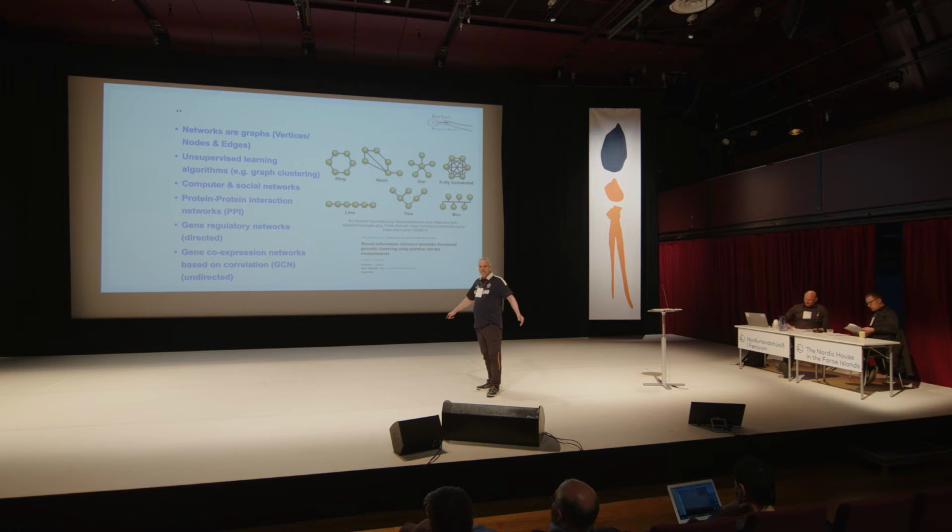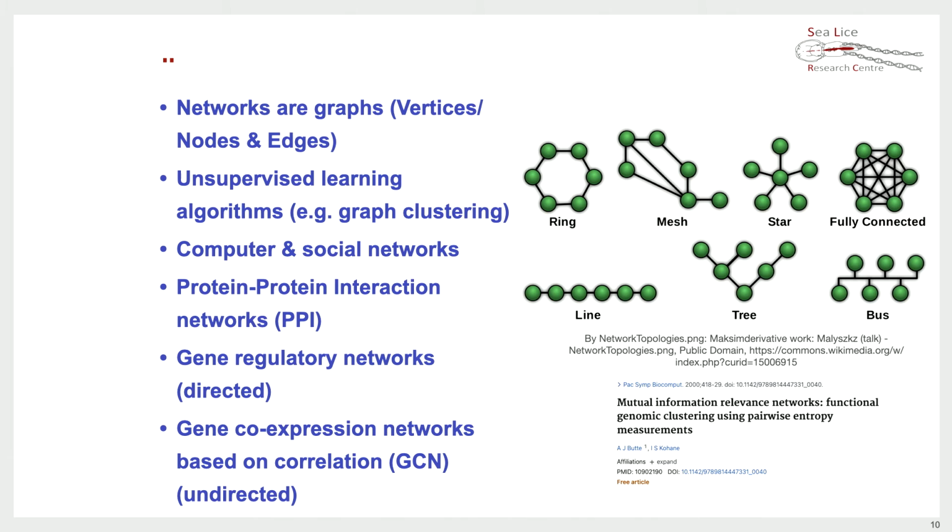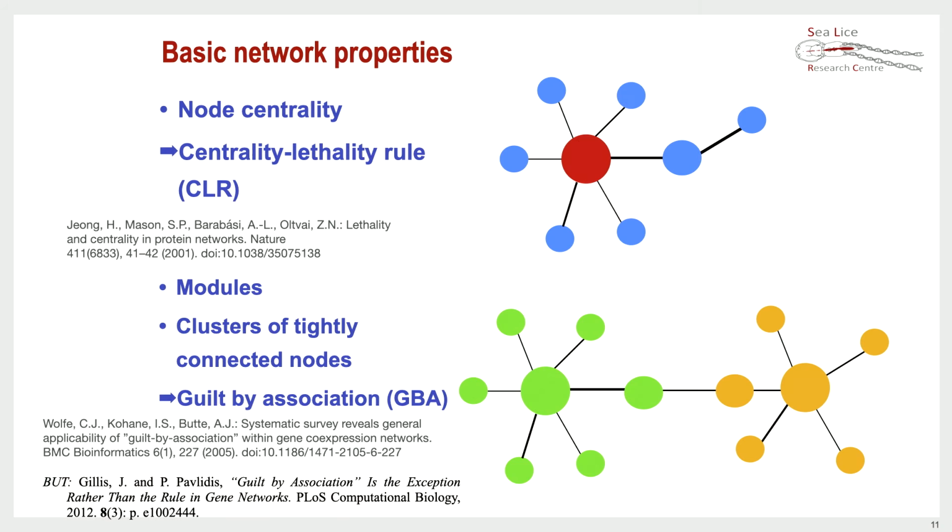There are very different kinds of networks, like computer networks, obviously. These are different topologies of computer networks, in fact. Some of these may be found in biological networks as well. Then social networks, right? Protein-protein interaction networks are very well used for some organisms where you have such data. And then there are gene regulatory networks, which are directed graphs. There are gene co-expression networks, and they're based on correlations of gene expression.